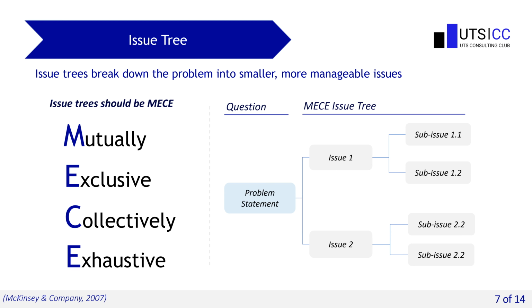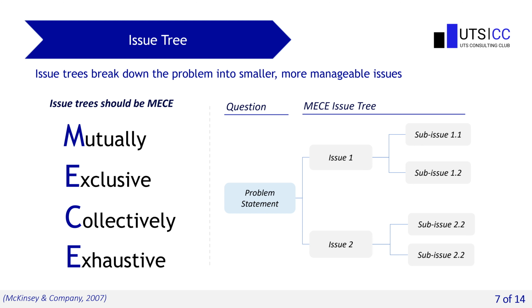Issue trees should be MECE. MECE meaning mutually exclusive and collectively exhaustive, and is a way of organizing information, often in the context of issue trees. If the issue tree is done in a MECE way, all issues and sub-issues are mutually exclusive, meaning no sub-issues are overlapping. For it to be collectively exhaustive, all possible solutions are identified.